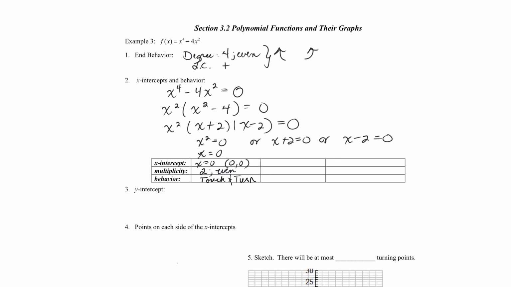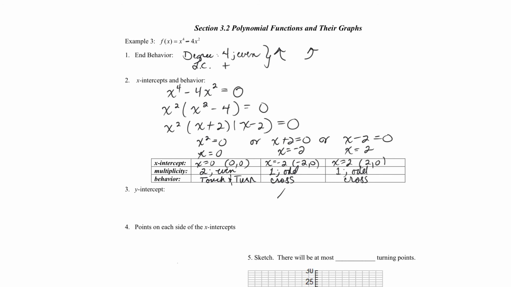Now, the next one, solving, I'm going to get x equals negative 2. It's going to be plotted at negative 2, 0. The multiplicity is 1, which is odd, and so it's going to cross, and it's going to do so fairly straight, right? And then x minus 2 equals 0 gives me an x-intercept of x equals 2, (2, 0). Multiplicity is 1, which is odd, and so it's going to cross there as well, right?